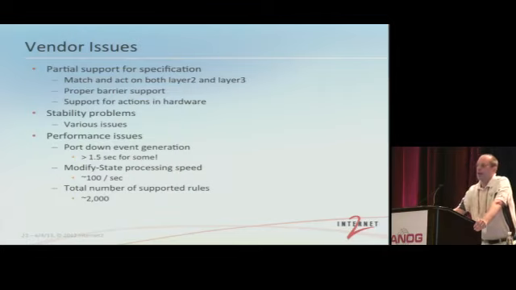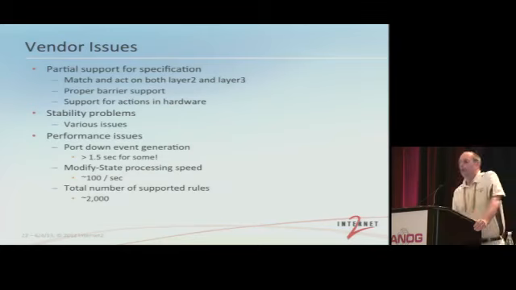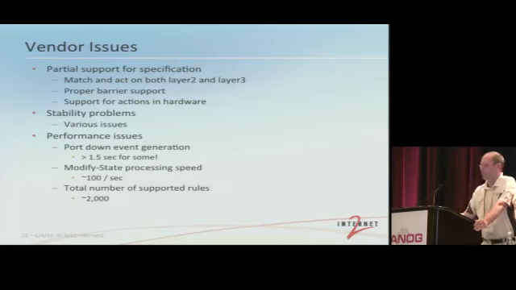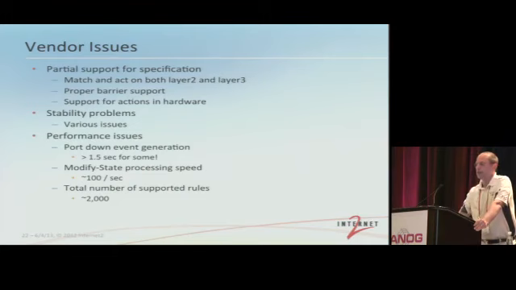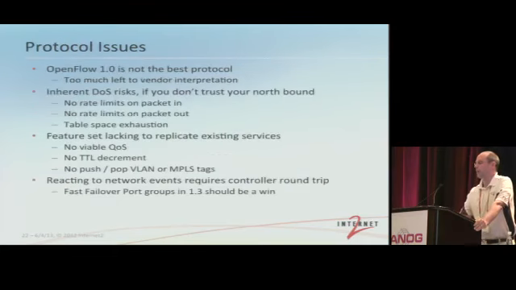And then the last issue we've got is the total number of supported rules. These range anywhere, on average, from about 2,000 to 4,000, depending on which vendor you look at. So obviously, how you use this is going to be fairly narrowly constrained until they get that changed. Now, these are all things that, of course, the vendors are working on quite rapidly, right?